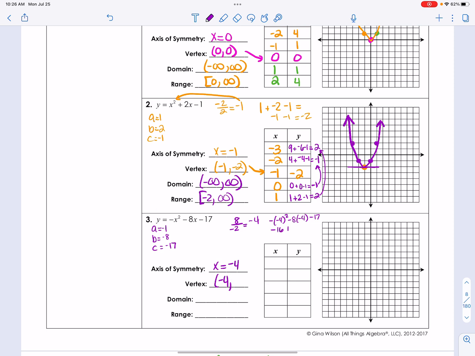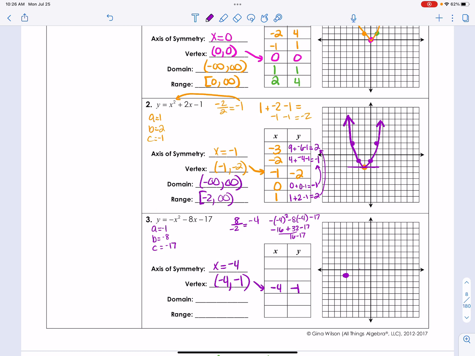And then that would be a plus 32 minus 17. So when I do all of that, that becomes 16 minus 17. So if I put those together, it's a negative 1. So that goes into the middle. Negative 4, negative 1. Negative 4, 1, 2, 3, 4, negative 1.